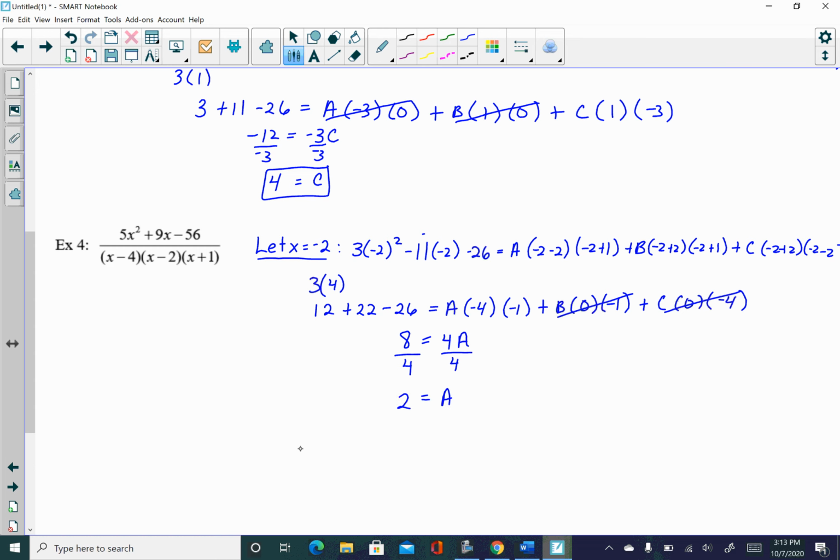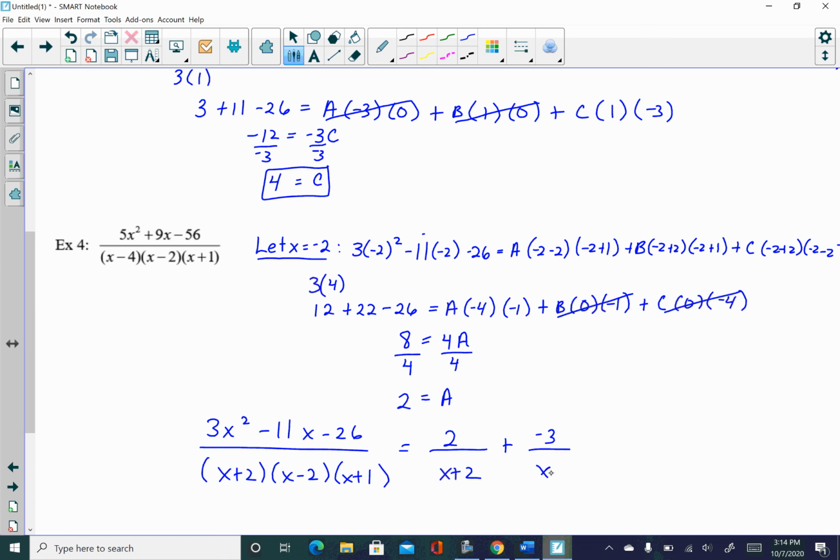So the final answer then here is that our decomposed into partial fractions is, you started out with the 3x squared minus 11x minus 26. And then on the bottom you had x plus 2, x minus 2, and x plus 1. We just found out that a was 2, and we had it over x plus 2. We found out previously that b was negative 3, so we have negative 3 over x minus 2. And then we had our c value, which was 4 over x plus 1. And that is your final answer here.